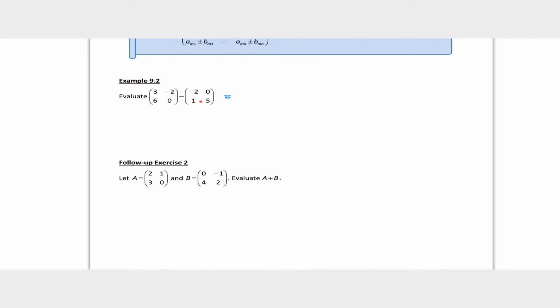And if you want to do the subtraction, that means the first row, first column element, subtract the first row, first column element of this matrix. So the answer is 3 minus negative 2, and negative 2 minus 0, and 6 minus 1, and 0 minus 5. So the final answer is 5, negative 2, 5, and negative 5. And you may do the following exercise 2 first, and then you can check the answer.